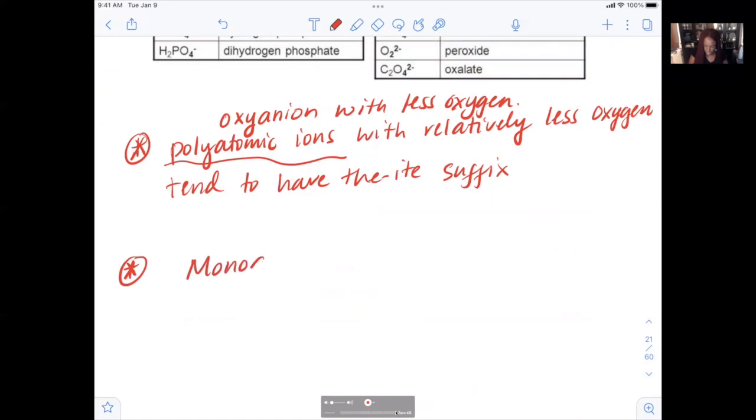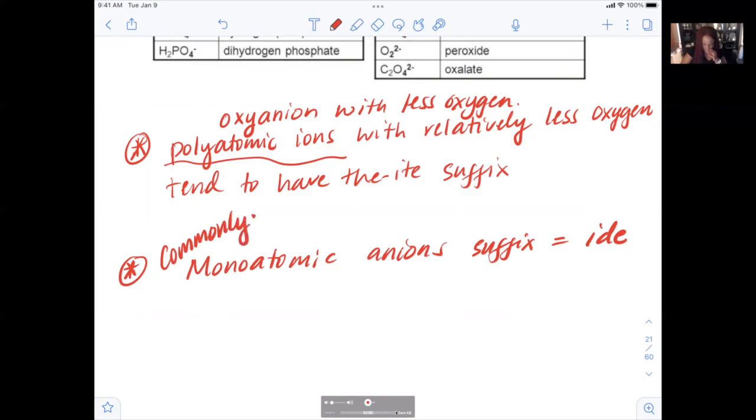Monoatomic anions. The suffix is IDE. This is not 100% of the time, but this is the common one. Commonly, monoatomic anions have a suffix that ends in IDE.